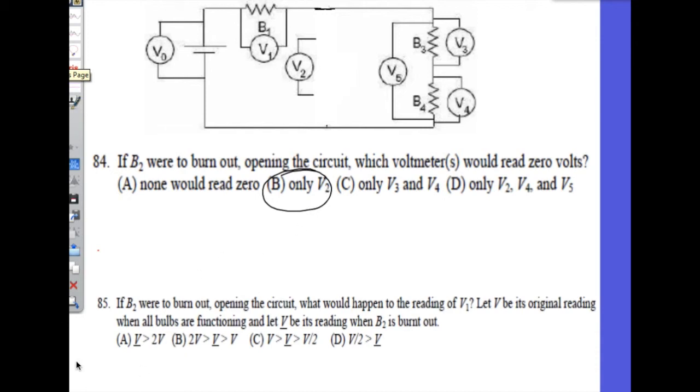If B2 were to burn out, opening the circuit, what would happen to the reading of V1? Let V be the original reading when all the bulbs are functioning, and let V underline, what the heck, be the reading when B2 is burnt out. Okay. So they want to know, comparing when it was hooked up to when it was burned out.